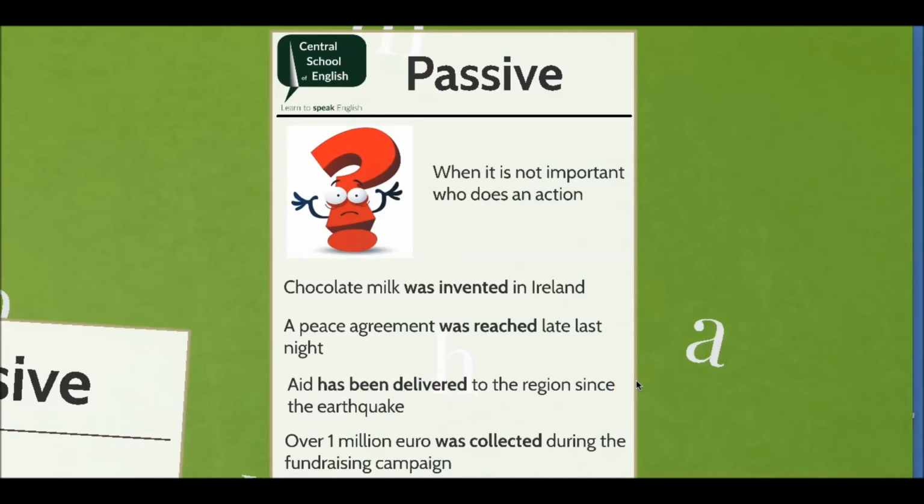In each of these sentences, the speaker uses the passive as it is not important who does the action: who invented chocolate milk, who and the government reached a peace agreement, who delivered the aid to the earthquake region, or who collected the fundraising money. In each sentence, the action is more important than the doer of the action.